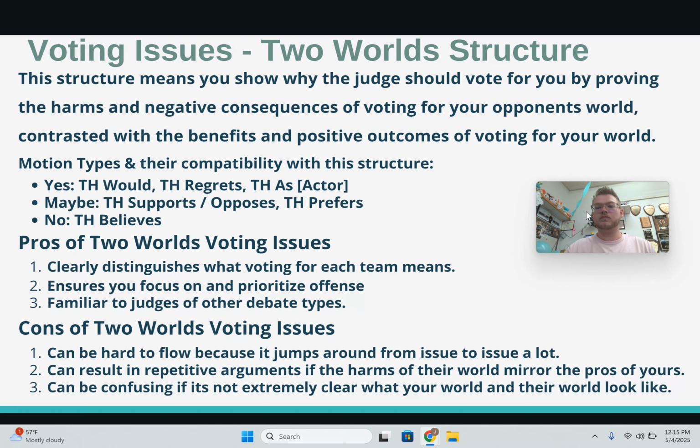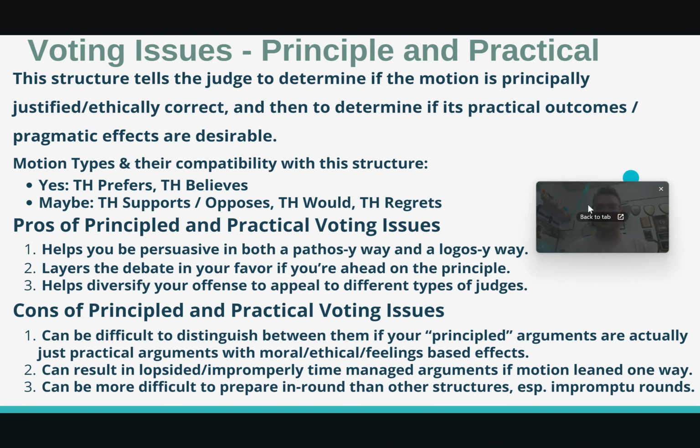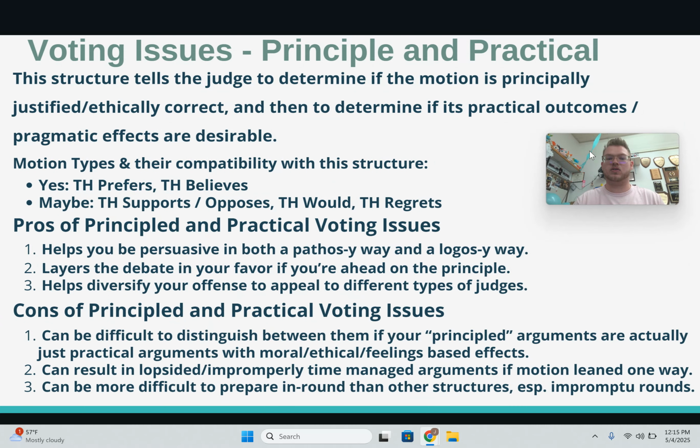So what can you do instead of the two-world structure? My favorite is the principal and practical two voting issue structure, which basically tells the judge to determine if the motion is principally justified or ethically correct, and then to determine if its practical outcomes or pragmatic effects are desirable or not. If it's justified or desirable, then you vote prop. If it's not justified or undesirable, then you vote op.